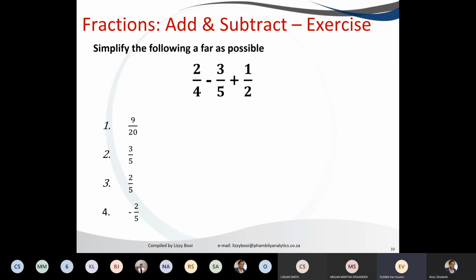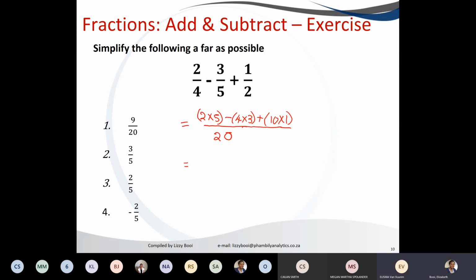Okay. So with your exercise, the common denominator will be 20. And then 4 times 5 is 20, so it must be 2 times 5 on top in brackets. And then minus, and the next bracket will be 3 times 4 because 4 times 5 is 20. So 5 goes 4 times, and you multiply with the numerator. And the plus, and then the next brackets will be 1 times 10 because 2 times 10 gives you 20.